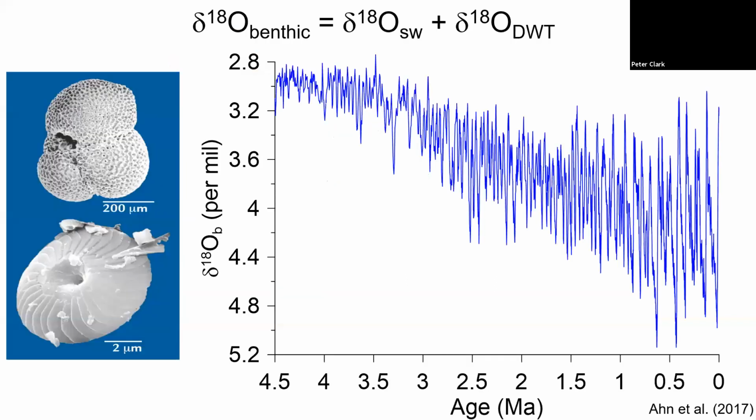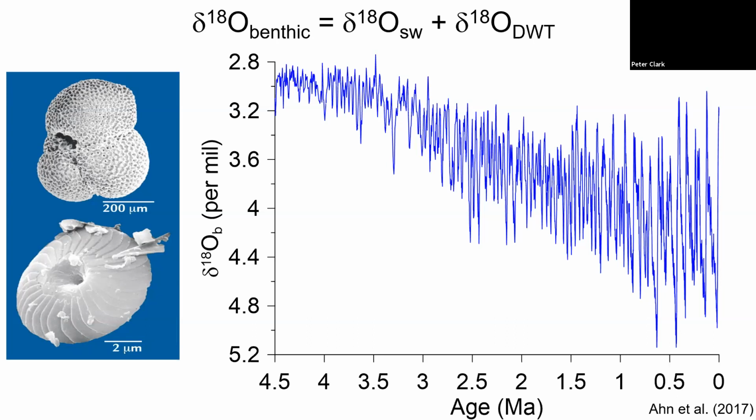So to get into this, I first want to introduce this record, which many of you are familiar with, and some of you may not be. In blue is the delta O18 record measured in benthic foraminifera. These are little microscopic organisms that live on the seafloor, and an example of one is shown on the upper left there, which is a small benthic foraminifer. You can see the scale bar there.